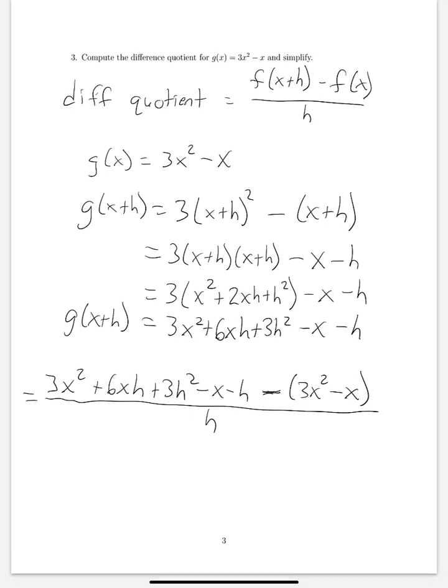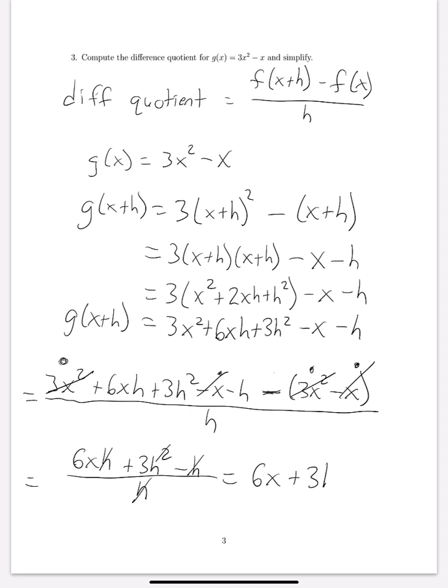If we notice, we have 3x squared here minus a 3x squared here, so those go away. I have negative x here plus x, because I have minus a negative x over here, so that goes away. Like I'd mentioned before, you should only be left with things that have h's in them. So you have 6xh plus 3h squared minus h, all divided by h. Since they all have an h in them, I can just divide h out of everything.